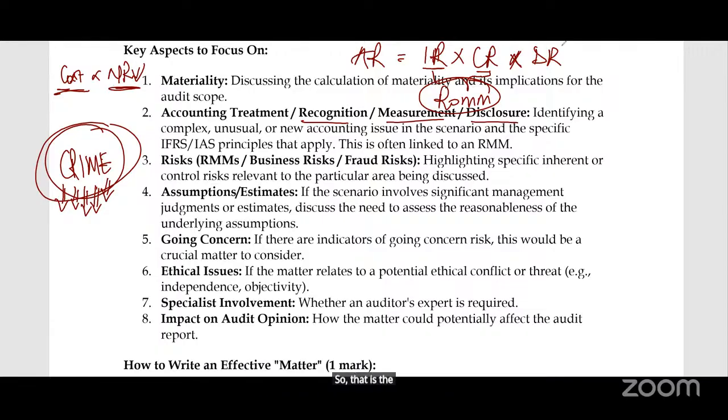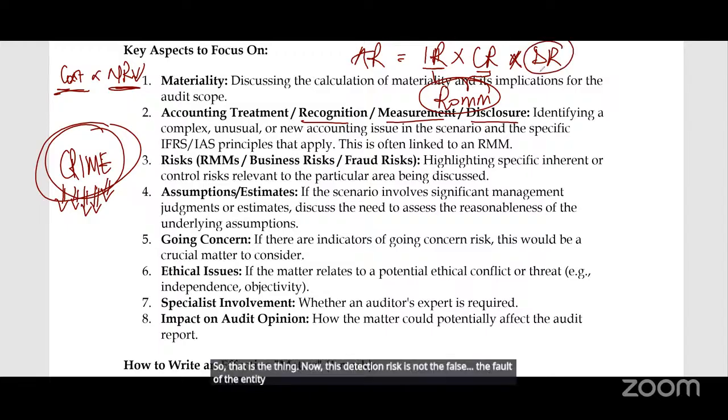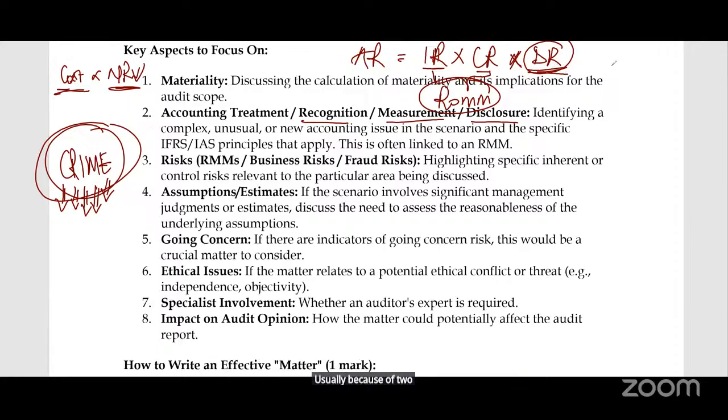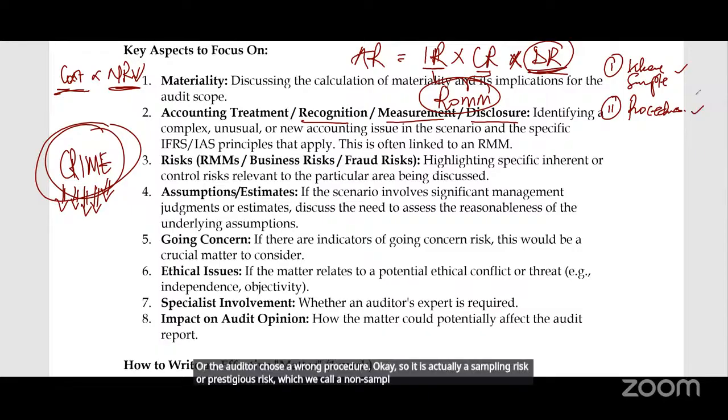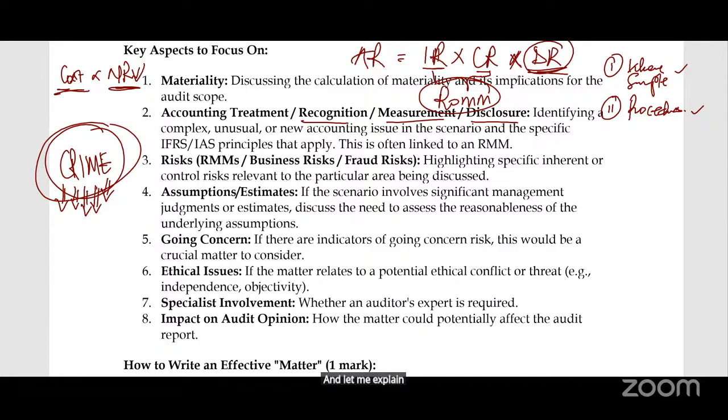Now, this detection risk is not the fault of the entity. Detection risk is the fault of the auditor, usually because of two things. Either the auditor chose a wrong sample or the auditor chose a wrong procedure. Okay, so it is actually a sampling risk or procedures risk, which we call a non-sampling risk. And let me explain. Sometimes too, the entity can play a part by what we call limitation of scope.